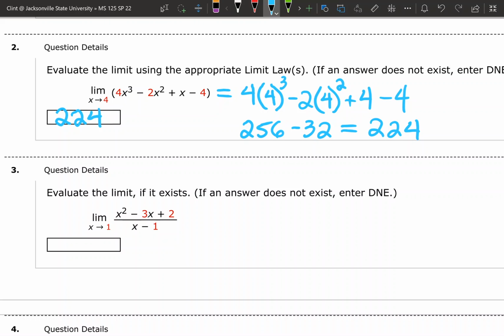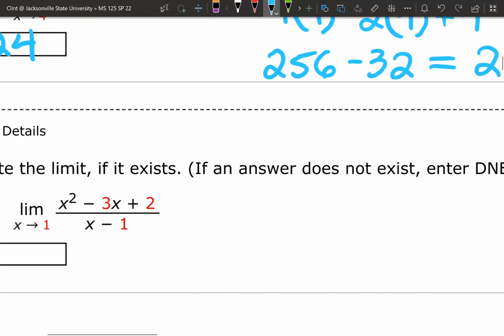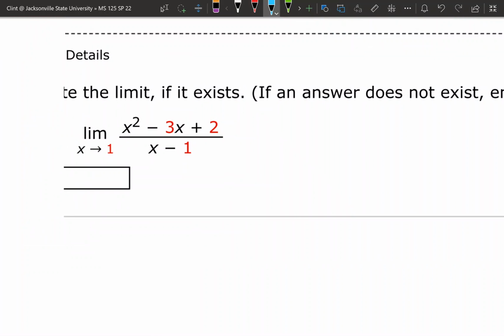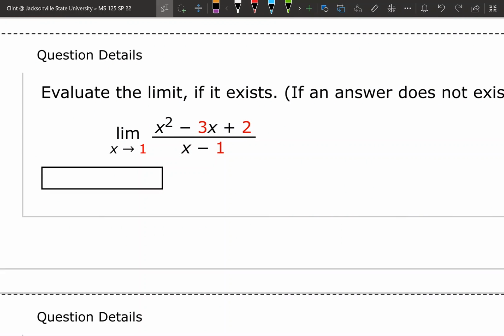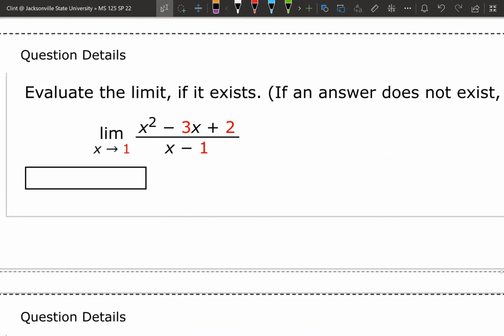All right, number 3 says evaluate the limit. We try direct substitution. What's our problem? Yeah, I get 0 on the bottom, so we have some ways we can deal with that. Anybody? Yeah, we can try factoring. So that's what I would try here.